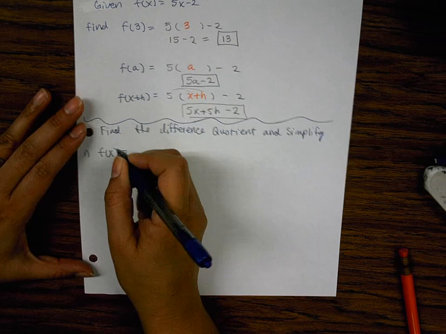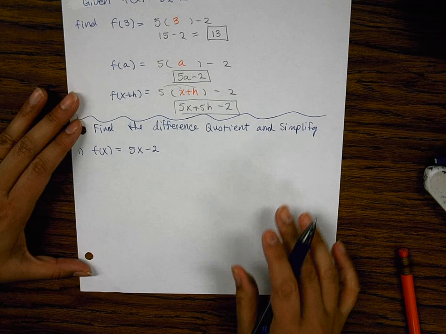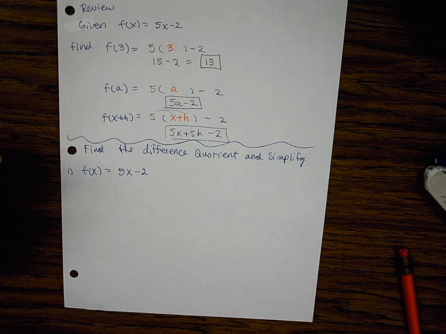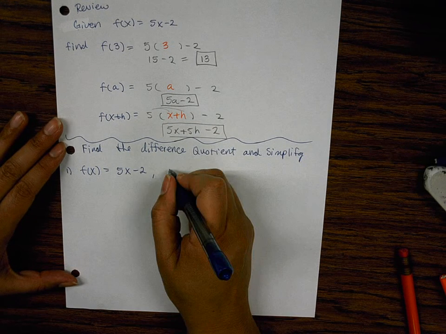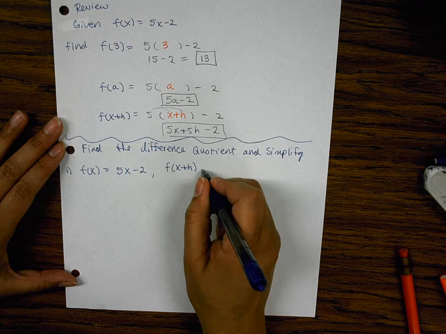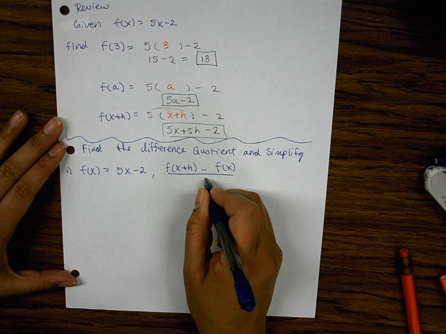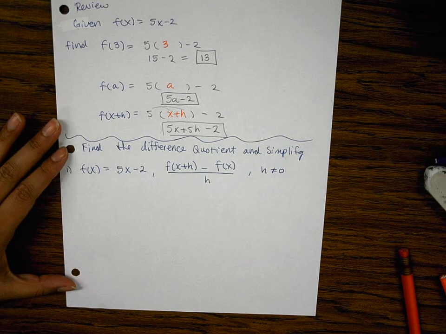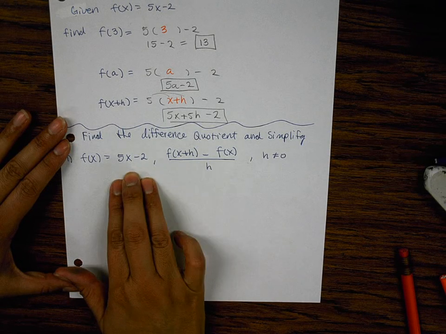All right, number 1, f of x equals, we're going to do that same one, 5x minus 2, the same one we had up at the top, comma, and we're going to use f of x plus h minus f of x all over h such that h does not equal 0.